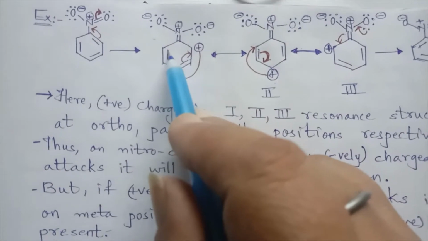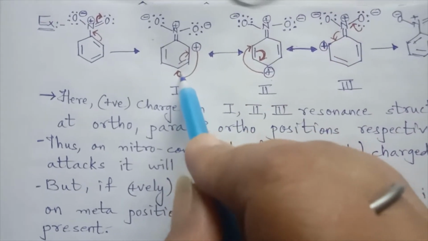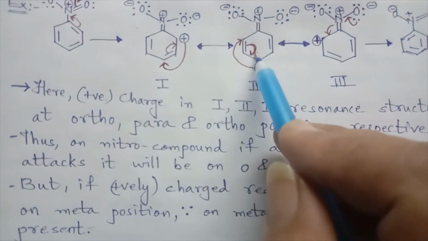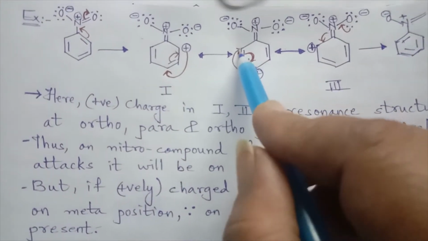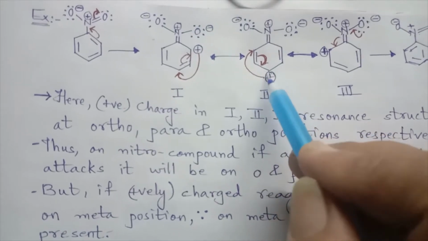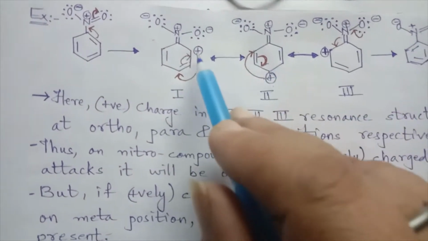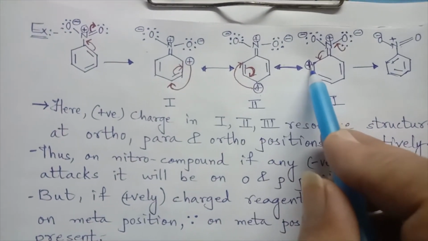Now this bond will shift over here because this positive charge will now attract it. So you see they will leave this and attract over here. This bond is shifted here now, and this positive charge will be here. So here also the positions are ortho, para, and again ortho.